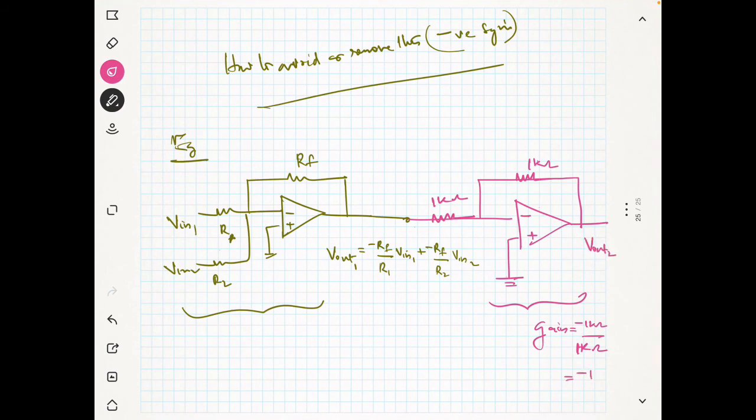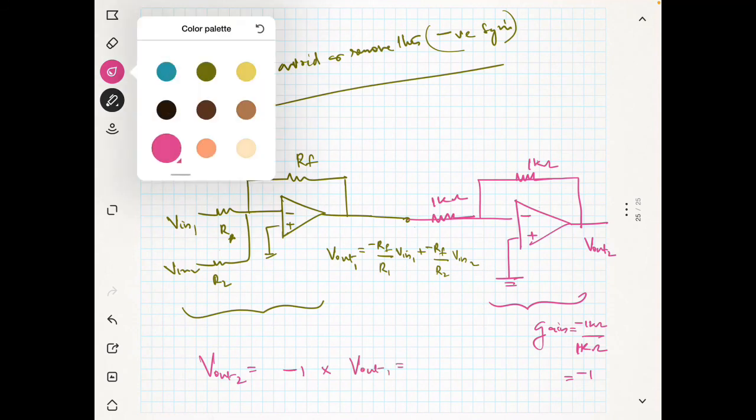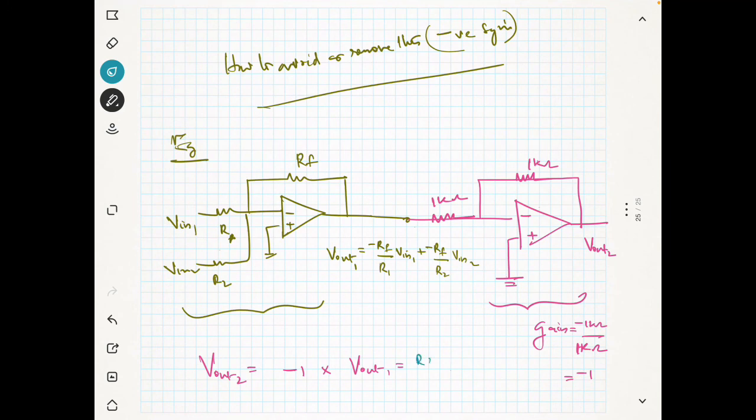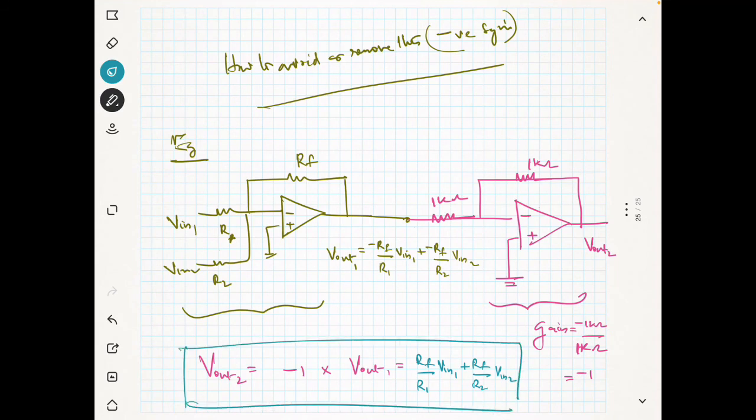So V out 2 will be equal to minus 1 multiplied by V out 1, which gives you the answer Rf by R1 into V in 1 plus Rf by R2 into V in 2. According to the values of Rf, R1 and R2, you can configure averaging, summing, whatever you want. So that's it. We will continue in the next lecture. Thank you.